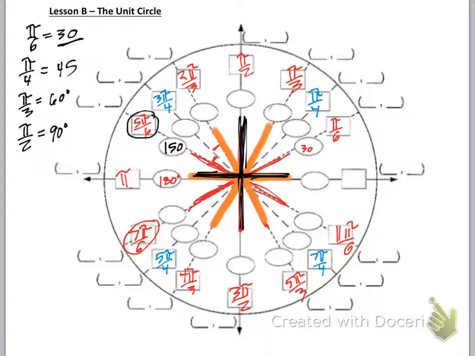So trig starts to get pretty quick. We'll do some basic graphs and evaluating and some simplifying stuff.